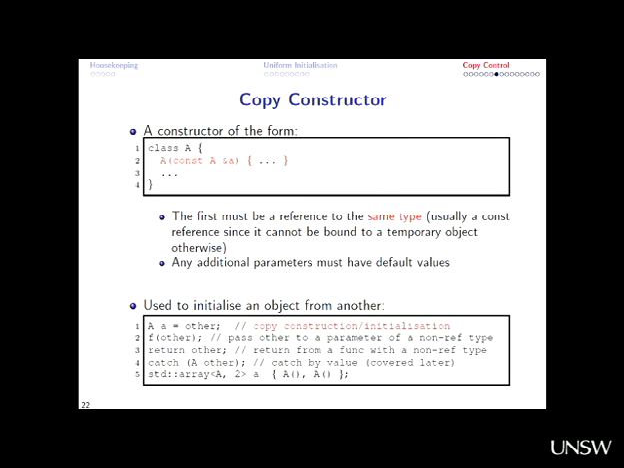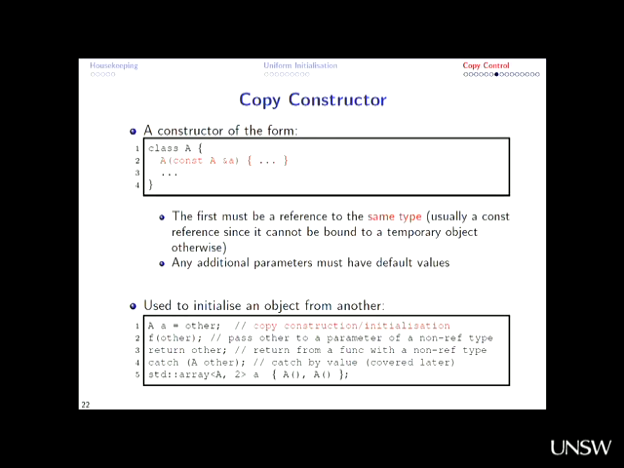So let's talk about copy construction. Let's go back to the constructors. A copy constructor looks like a constructor that's got the name of the class, and it takes in another object of that same class. What it needs is a reference to the same type, and normally it's a const reference. It's not required, but normally it's a const reference.